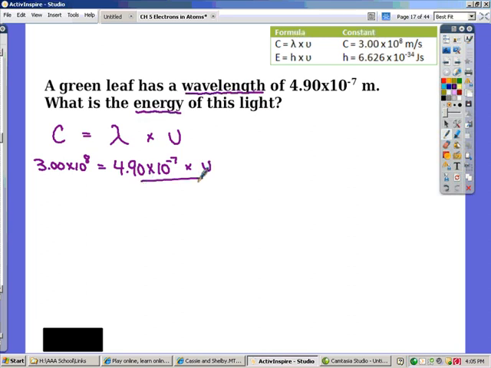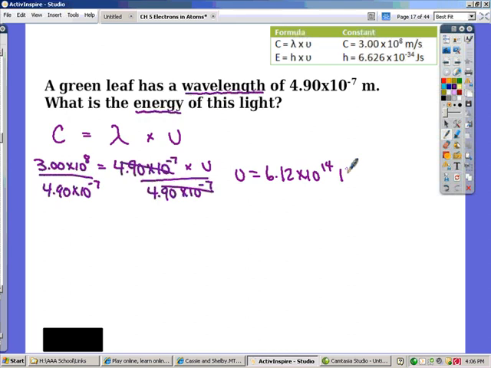So again, doing our algebra to this, on both sides. Those are going to cancel out, and I'll be left with my frequency of 6.12 times 10 to the 14th. And this is a frequency, so it would be in hertz.